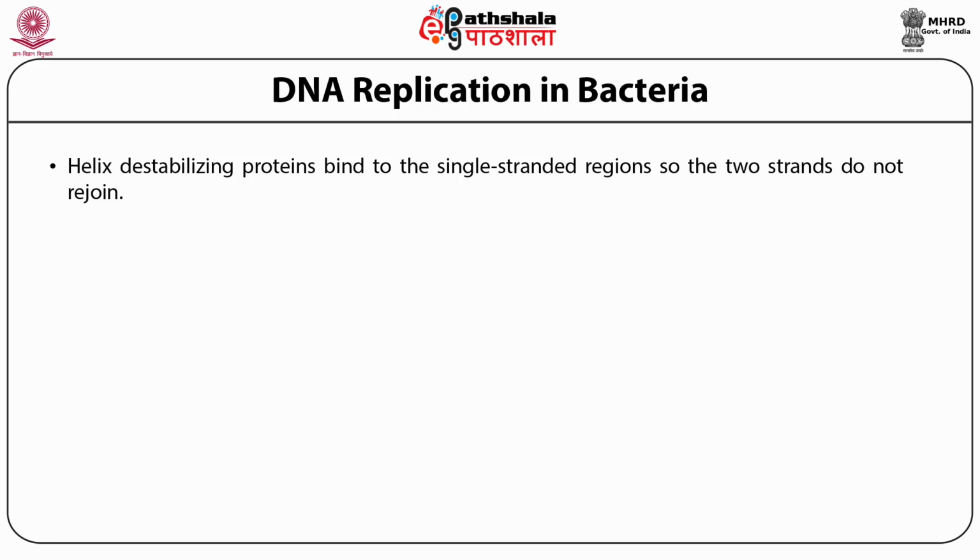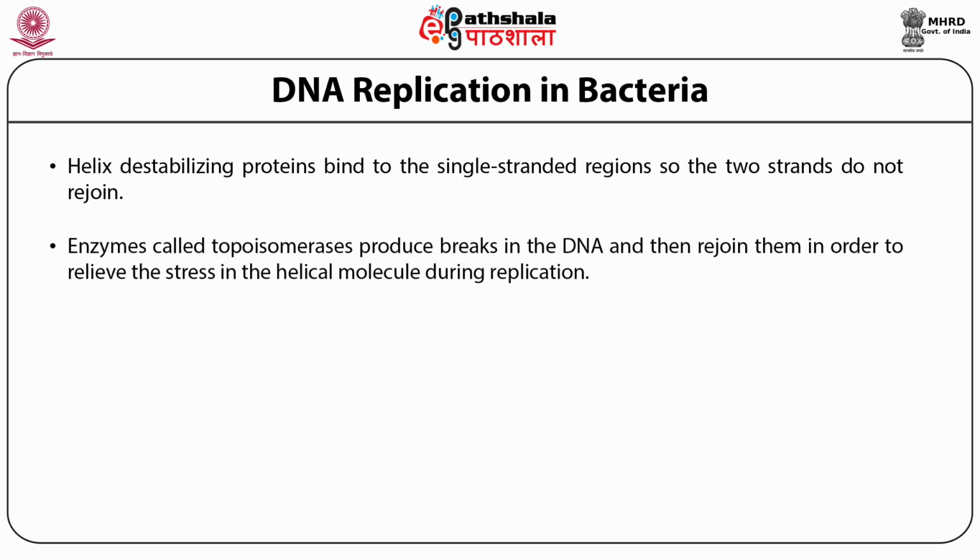We need to prevent this, because the single stranded moiety has to serve as the template for the daughter strand. For that, there are specific proteins called helix destabilizing proteins or single strand binding proteins. They bind to the single stranded region of the DNA and prevent them from forming a double stranded moiety again. After the helix destabilizing proteins, there are also enzymes called topoisomerases which are important. These topoisomerases produce breaks in the DNA and then rejoin them in order to relieve the stress in the helical molecule during replication.